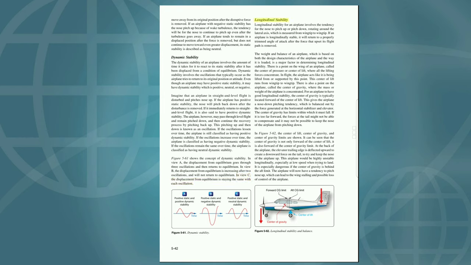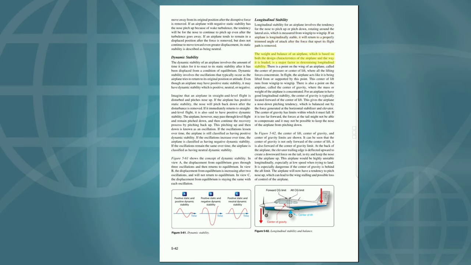Longitudinal stability. Longitudinal stability for an airplane involves the tendency for the nose to pitch up or pitch down, rotating around the lateral axis, which is measured from wingtip to wingtip. If an airplane is longitudinally stable, it will return to a properly trimmed angle of attack after the force that upset its flight path is removed.